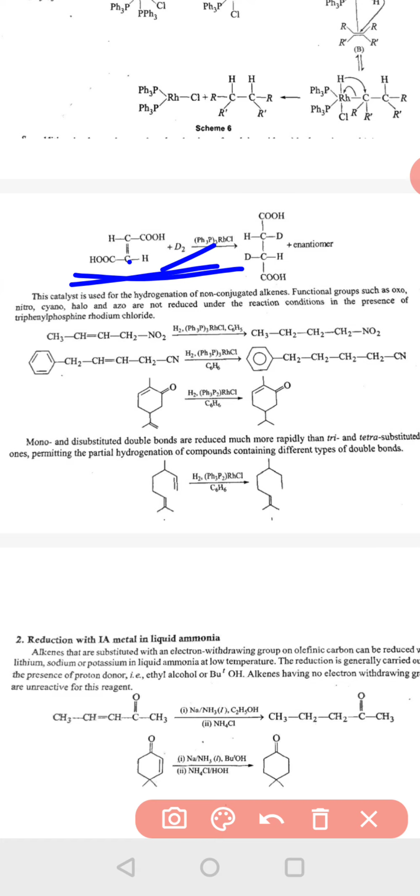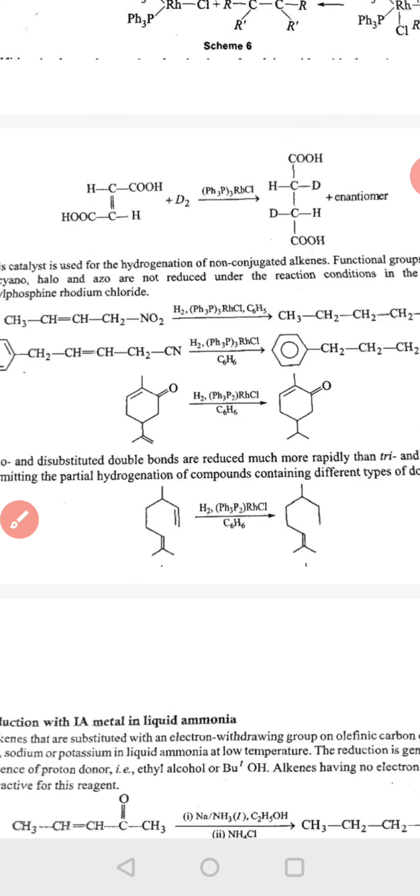There are some examples for this. If we use Wilkinson's catalyst on compounds which have a double bond along with some other groups which can also be reduced, then reduction takes place at only the double bond and other groups are left unreduced, untouched. These are some of the examples for this.